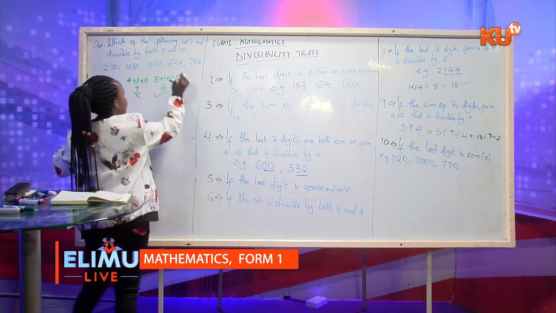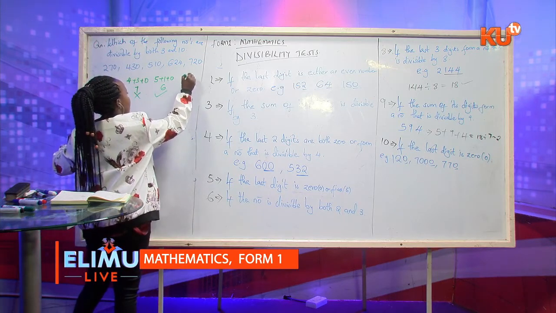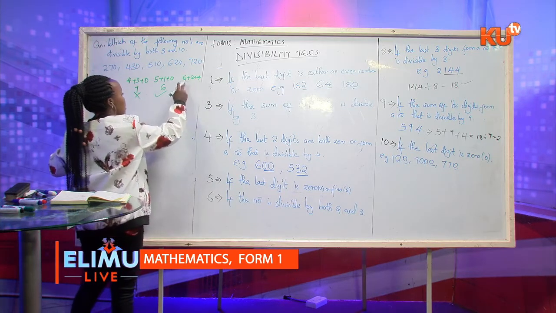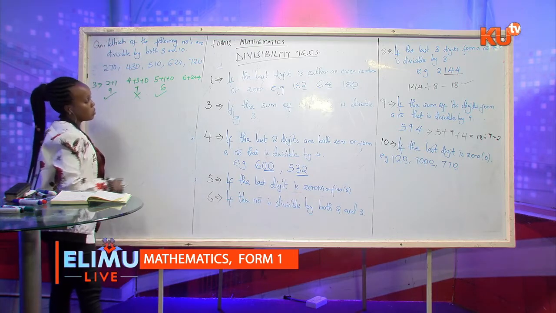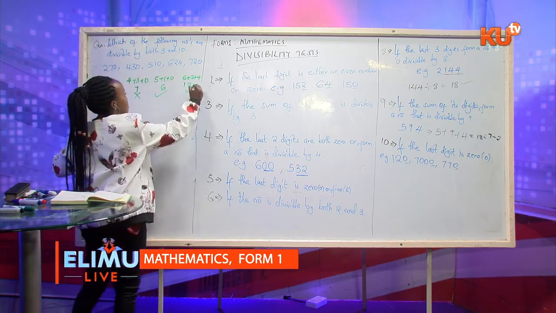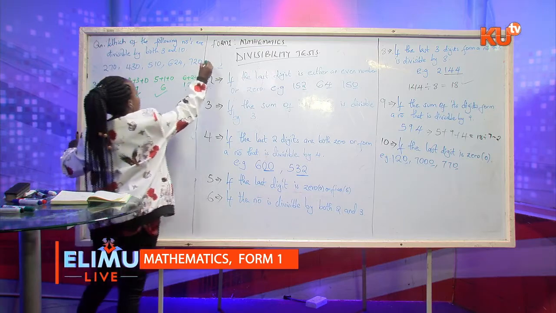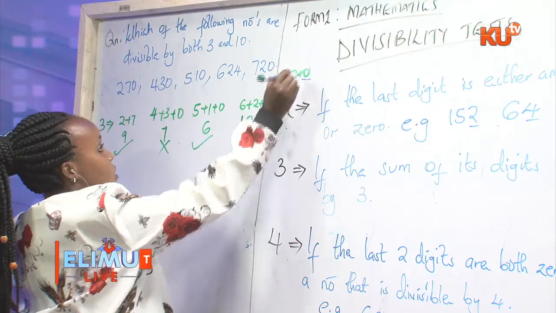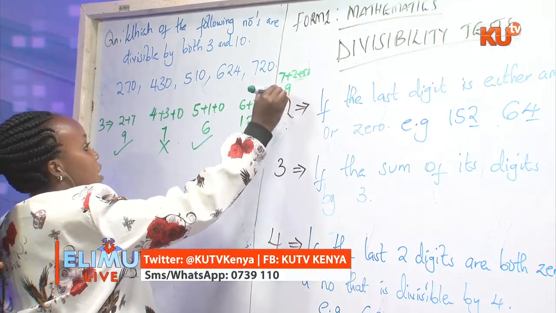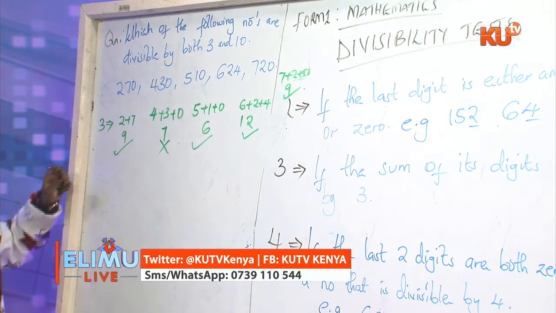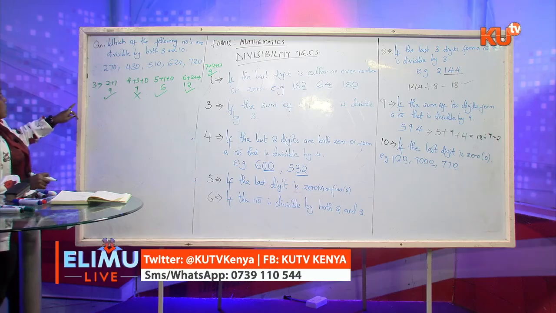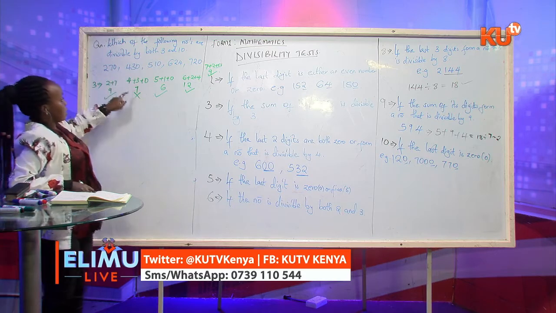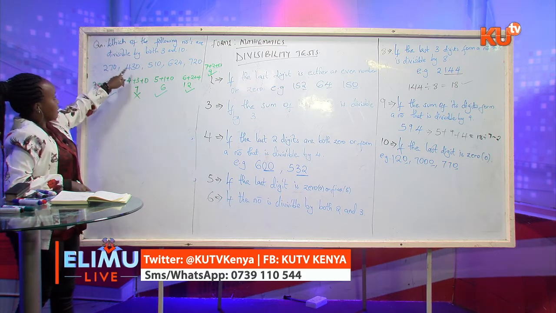The next one, 624: 6 plus 2 plus 4. 6 plus 2 is 8, 8 plus 4 is 12. 12 is divisible by 3. And lastly, 720: 7 plus 2 plus 0 gives us 9. 9 is divisible by 3. As you can see, all these numbers except 430 are divisible by 3.